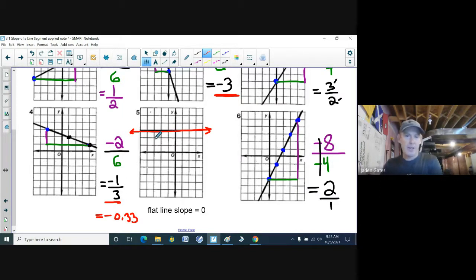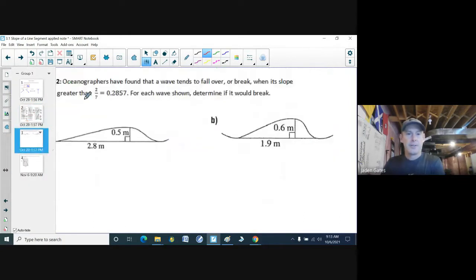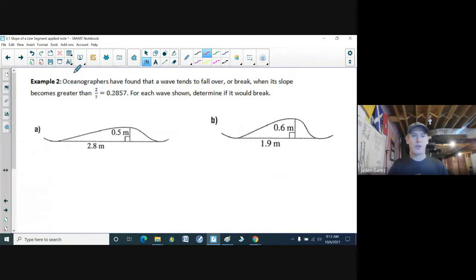Or in number 5's case, it's a flat line, so it's neither. All right, here's something interesting. This is actually true, by the way: oceanographers have found that a wave tends to fall over or break when its slope becomes greater than 2/7, which as a decimal is 0.2857. For each wave shown, determine if it would break.